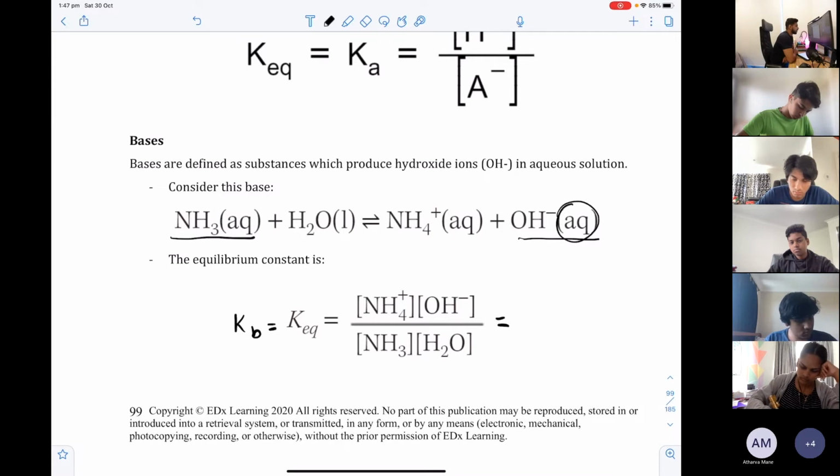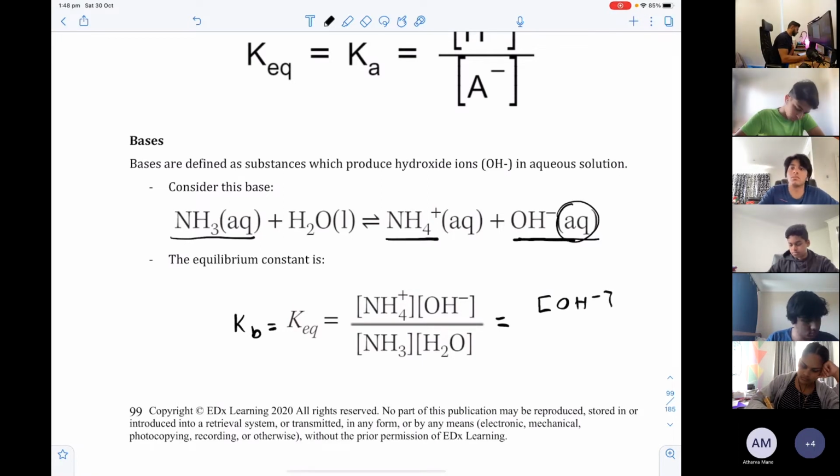And I'm not even going to do the RICE table for you. You can kind of do it in your head. What can we say about ammonium and hydroxide concentrations at all times? What must they be at equilibrium? Mahir, at equilibrium, what can you tell me about ammonium ion and hydroxide ion concentration? They'll be equal. Yeah, very good. So you can say that's quite literally just OH minus squared, and we can divide that by NH3.